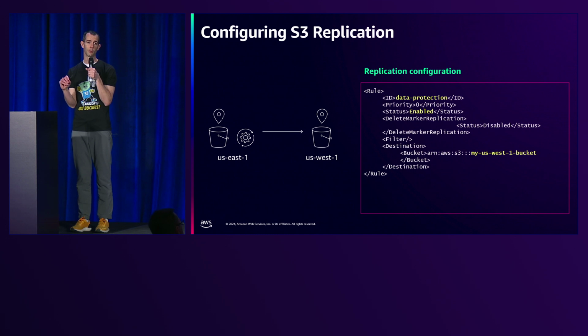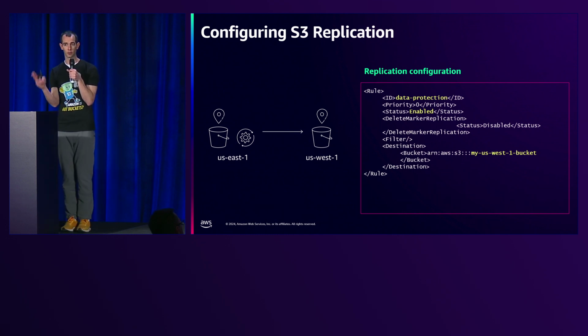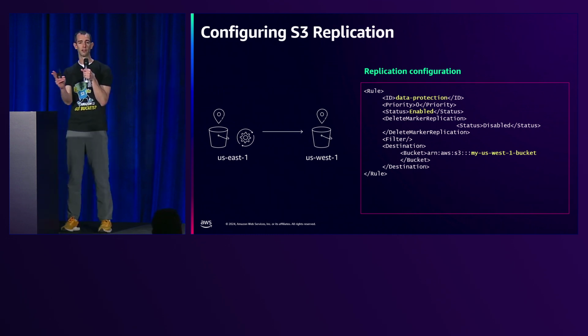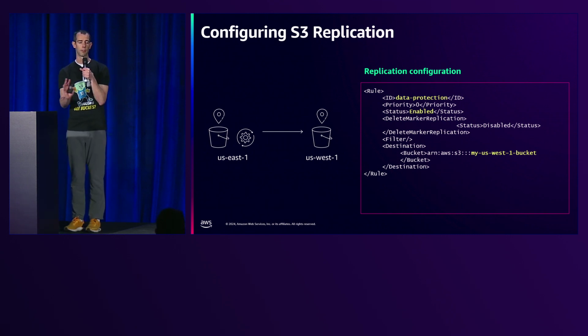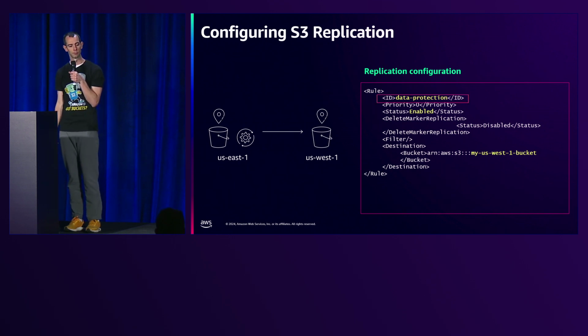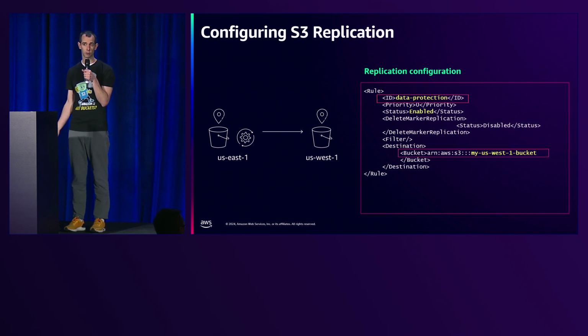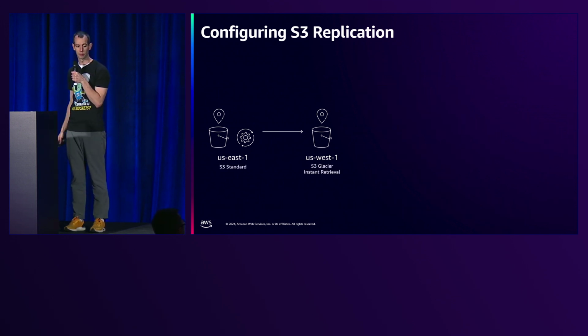Delete marker replication means if someone deletes something in the source bucket, they issue a delete request. Do I want that also to be replicated over to the destination region? Or do I want that destination copy to be isolated and have no deletions or anything else propagated to it? You have the option to toggle that on and off. You specify a name for the replication rule so you can easily come back later on and edit it, and you've got the bucket that it's going to replicate to.